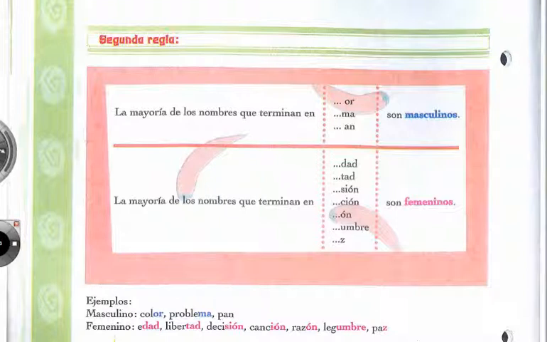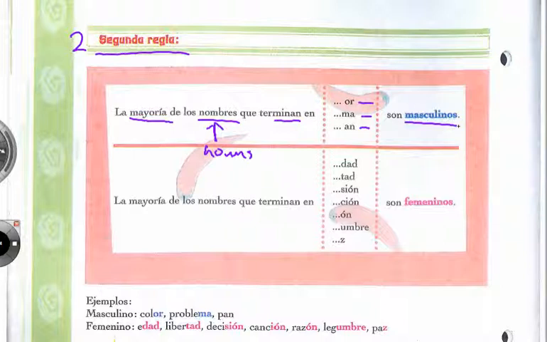La segunda regla aquí es que la mayoría, take a guess what that word means? Majority. La majority. La mayoría de los nombres means nouns. Okay? De los nombres que terminan en O, R, M, A, N son masculinos. So when you see a word that ends in O, R, M, A, and N, that's going to be a masculine word, most probably. And like any language, there are always exceptions.